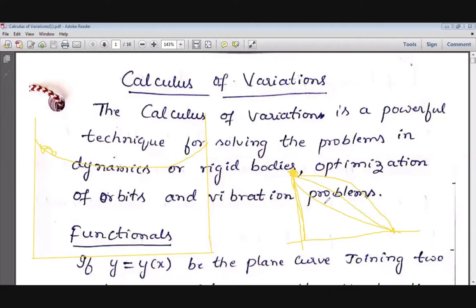Actually it was there in the previous scheme, they removed it here, but to solve this type of problem we need calculus of variation. I just gave the example. If we solve, we'll get the answer as this shape; in this shape it will take minimum time to reach from here to here. This is called the Brachistochrone problem.